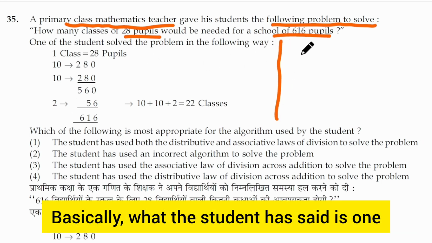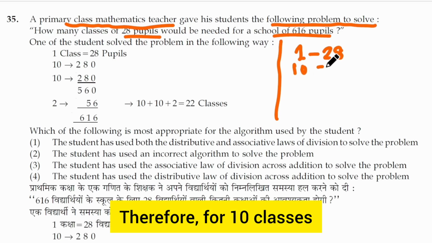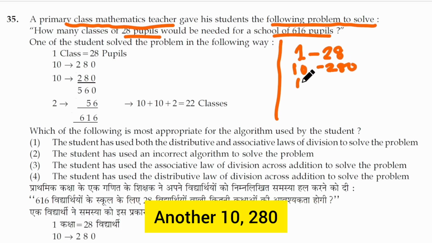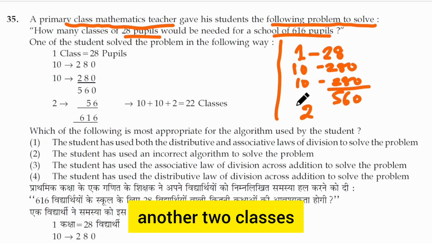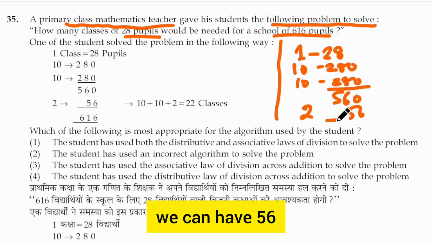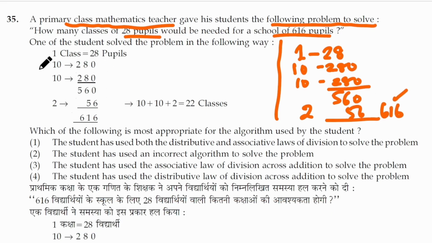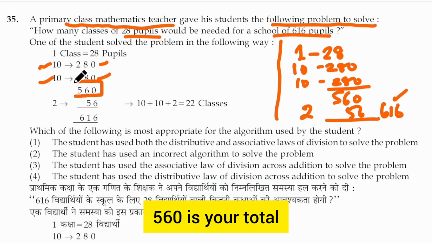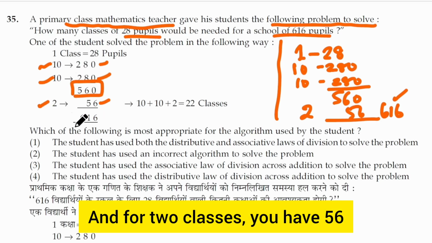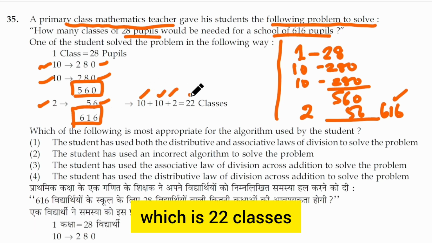Basically, what the student has said is one class has 28 pupils. Therefore, for 10 classes, we can accommodate 280, another 10, 280. Therefore, we get 560. And in another 2 classes, we can have 56. And therefore, we get 616. So this is what the child has done. 10 classes, 280. 10 classes, 280. 560 is your total, and for 2 classes you have 56, total is 616, and he gives the answer as 10 plus 10 plus 2, which is 22 classes.